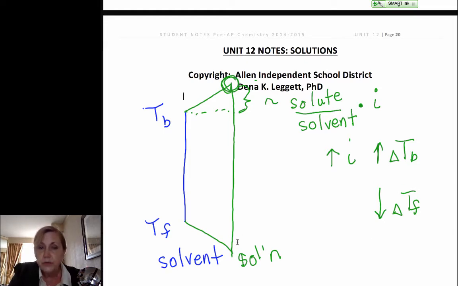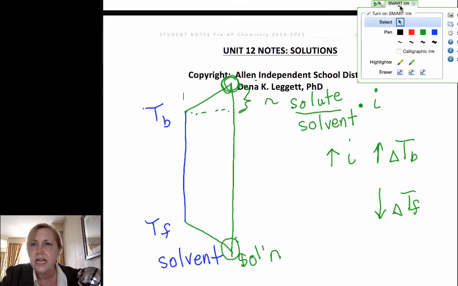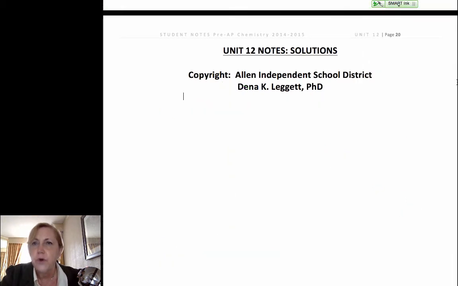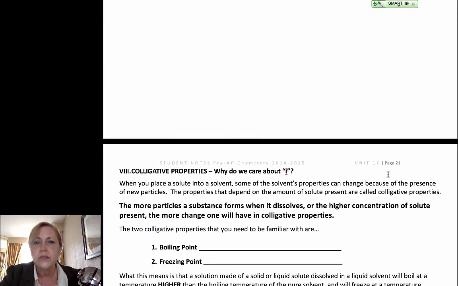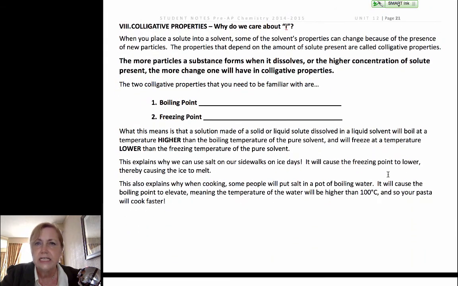Now, the reason we put salt on our roads, and we've had some storms that are indicative of this, is because it lowers the freezing point and causes the ice to melt at a lower temperature. So that's the gist of our colligative properties. So let's take a look. Let's fill in some of these blanks here.